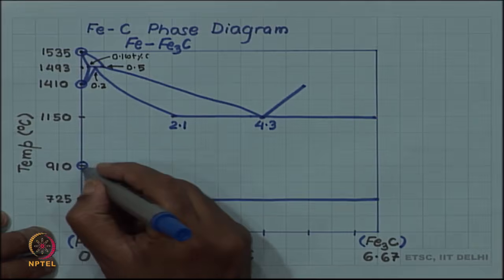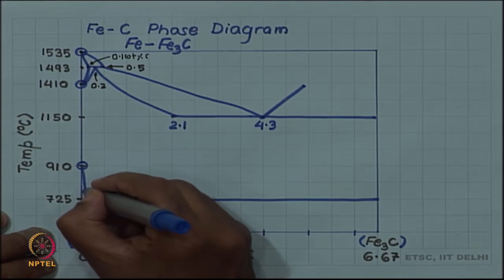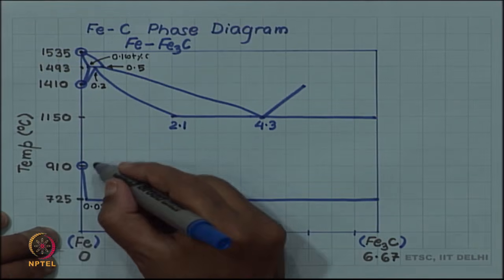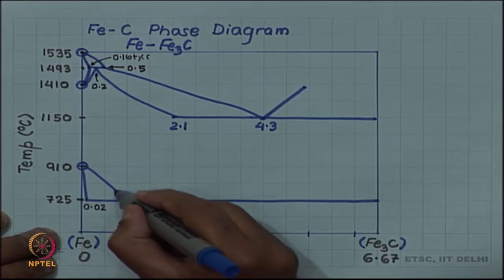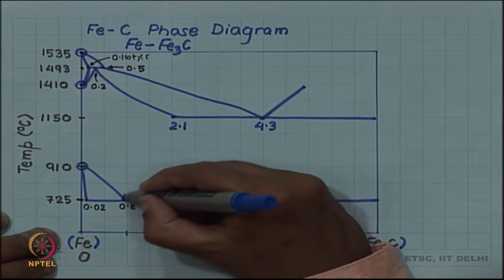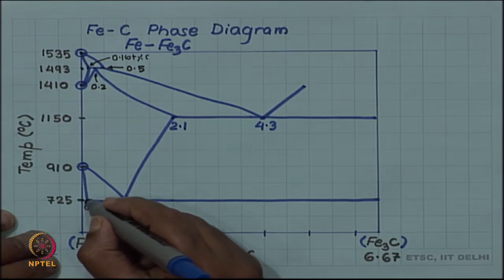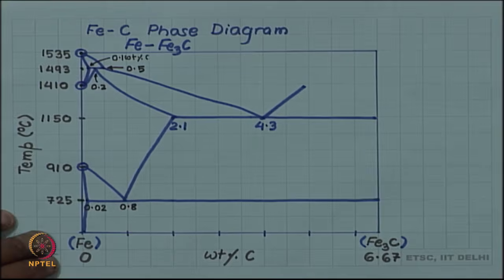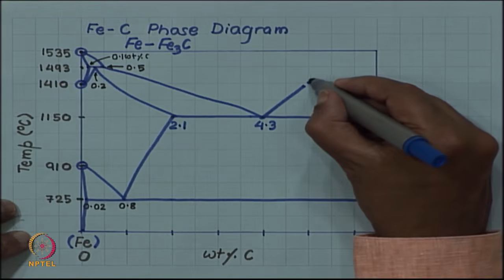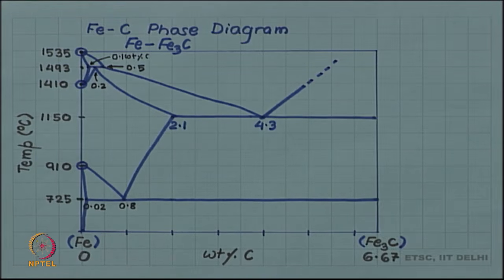So, let me now connect these. You have boundaries here like this, and a boundary running from there and a final boundary coming here. So, this now completes the phase diagram.